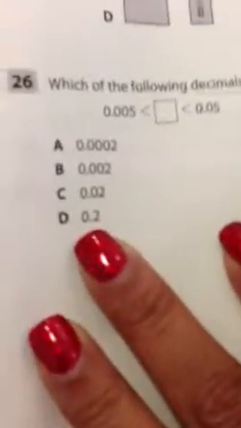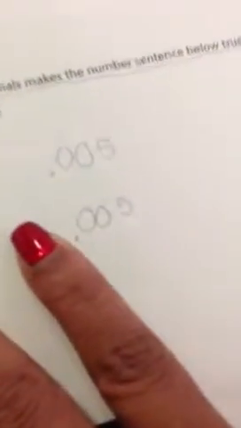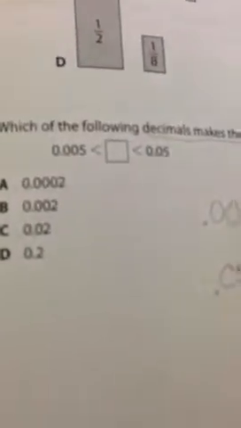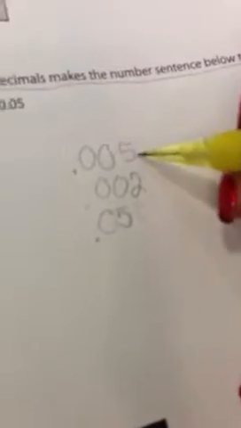Next. Which of the following decimals makes the number sentence true? So it has to be more than 5 thousandths, less than 5 hundredths. So I have to look at all of them and check all together. So I'm going to start by writing 5 thousandths and 5 hundredths, and I'm going to put each of the numbers in there. Oops, I wrote it wrong. 500 should be right here. And I'm going to put each of the numbers in there to see if it's true. So my first number, does this make sense? This number is not bigger than this number, so it does not make sense. I'll erase it.